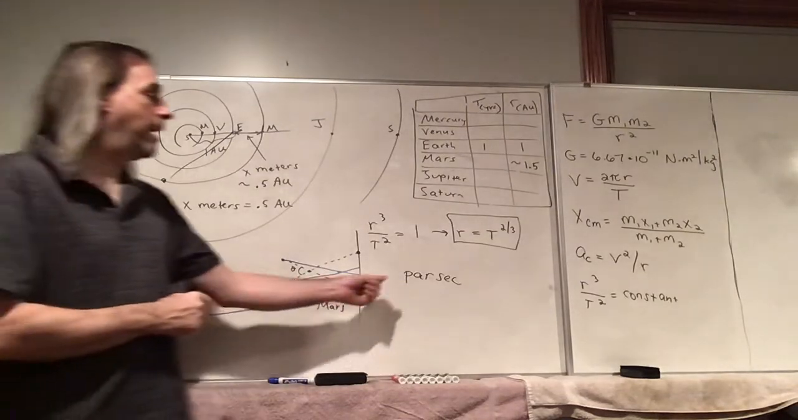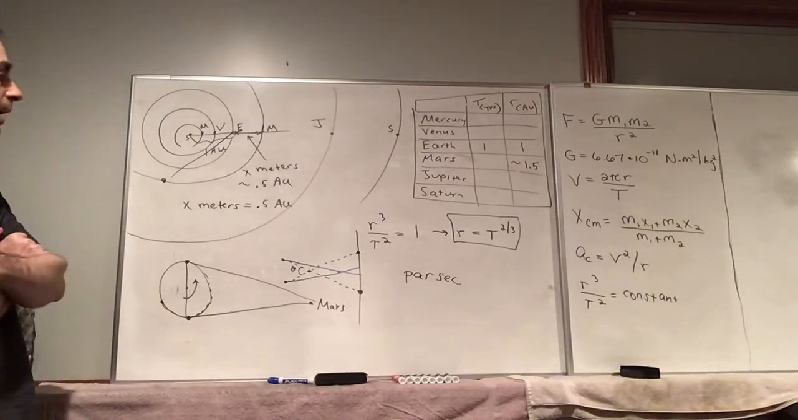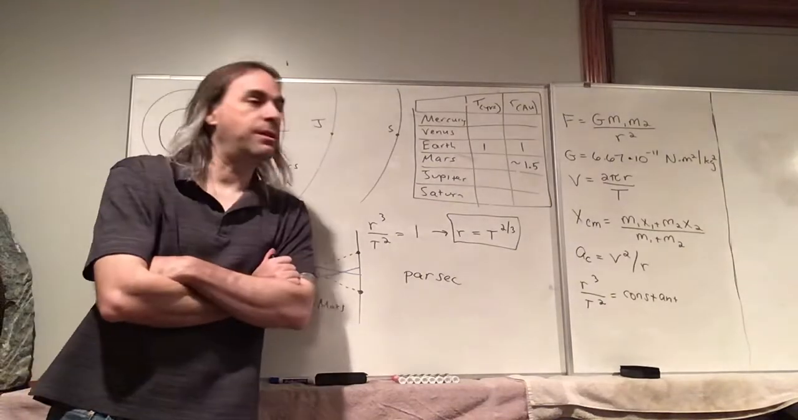I mentioned this parallax second is a convenient unit. And yeah, but what would you use for a base? Like, what if you want to look at distant stars?